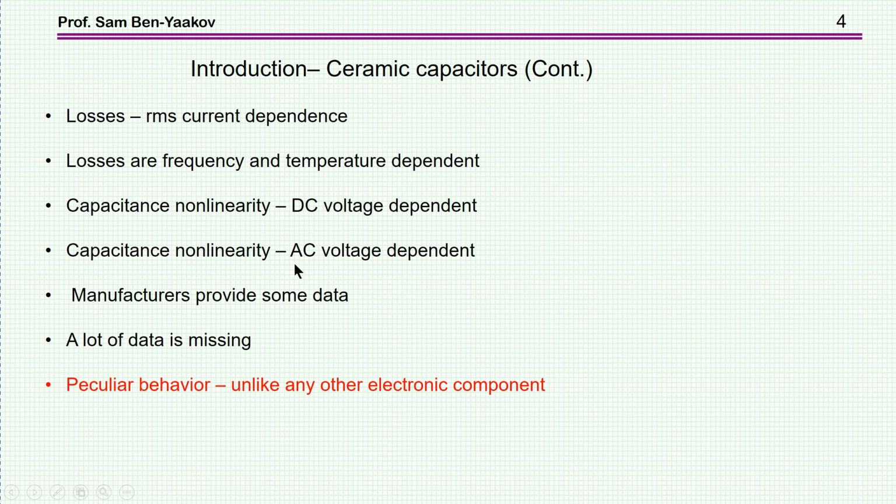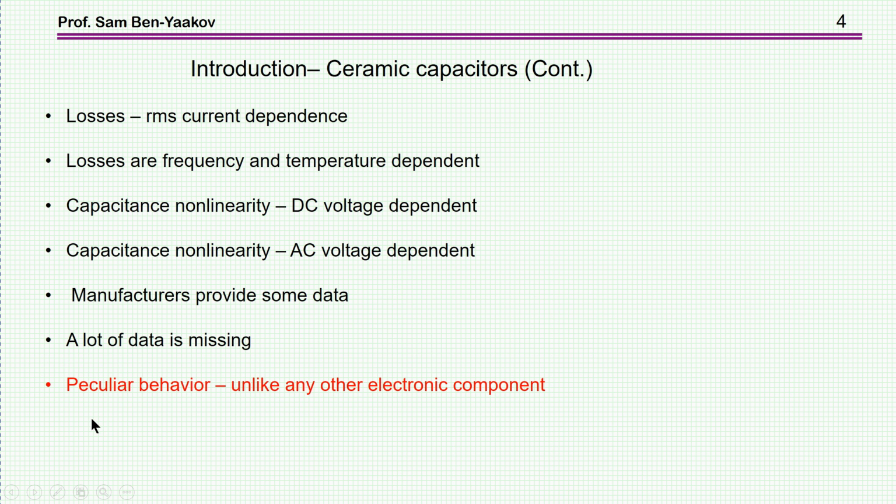And the nonlinearity is a function of the amplitude of the AC voltage which is imposed on the capacitor. This is something very specific to ceramic capacitors, and we'll talk about it in detail later on. Now, manufacturers do provide some data on ceramic capacitors. Unfortunately, a lot of data is missing, and therefore it is rather difficult to choose a capacitor for a particular application because there are very many parameters and a lot of data is missing.